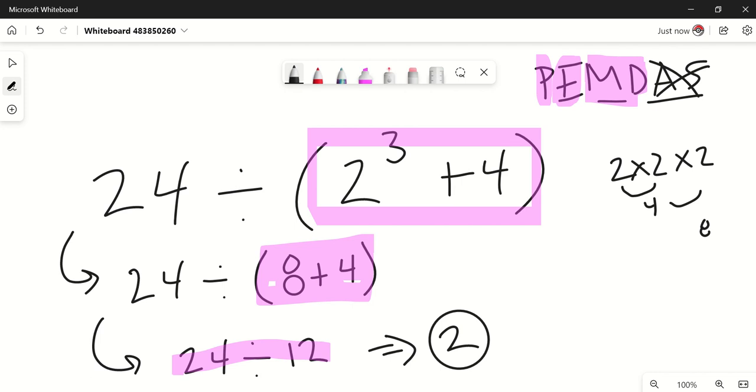So my answer here is 2. And I think the cats are speaking for us. This is the end of the video. They're done with it. I'm done with it. You're done with it. So just remember, we are talking about order of operations. When we are talking about order of operations, it's parentheses, exponents, multiplication and division from left to right, and addition and subtraction from left to right.